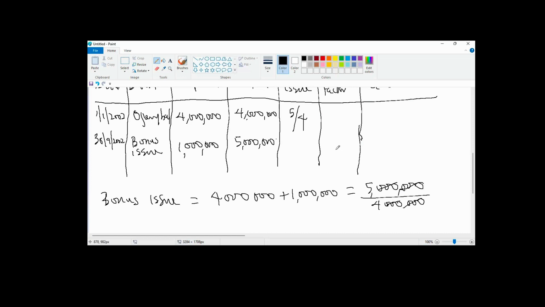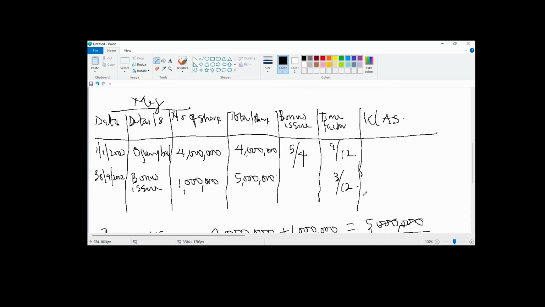Next, time factor. From 1 January to 30th of September, 9 over 12, then 3 over 12. That is the end. I will multiply. Five over four times nine over 12 times 4 million gives 3,750,000. Then the 5 million for the remaining 3 months.